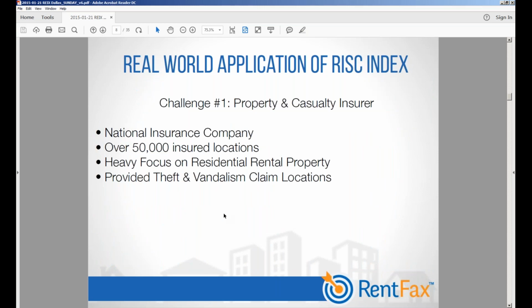So the first example that we're going to run through is actually a property insurance company. It's a national insurance company that insures over 50,000 locations across the country with a specific focus on residential rental property. What we went in and helped this company with is we received their theft and vandalism claims only. So not weather-related claims, not flooding, not any of that. Nothing weather-related here, but we just got their theft and vandalism claims as they occurred on their insured locations across the country for investment properties.